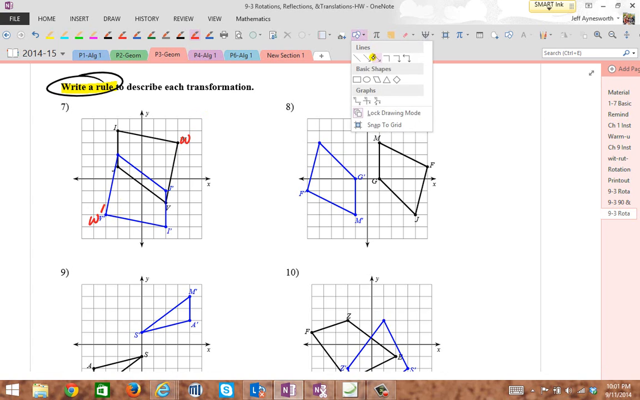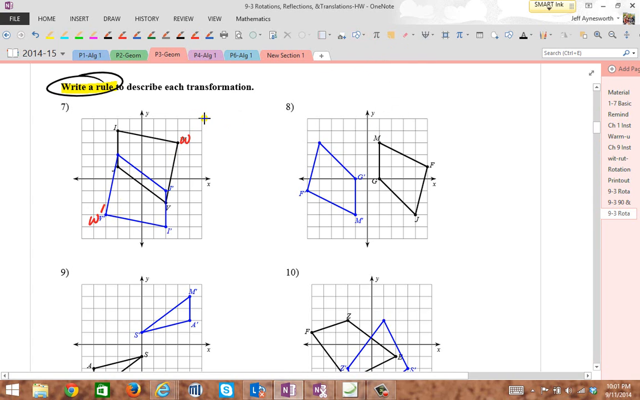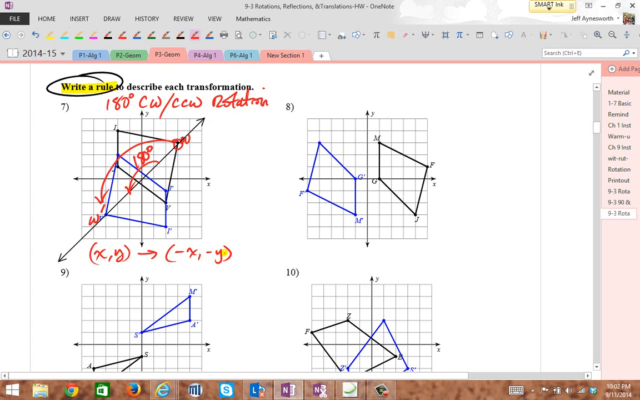Now watch something here. Look at this. I'm going to draw a line going through these 2 points, okay? Now, notice that it goes through the origin. This right here is a 180-degree rotation, either clockwise or counterclockwise, from W all the way to W prime. So this is 180 degrees clockwise, or you can say counterclockwise rotation. And as you know from the lesson, the rule looks like this. x, y gets rotated or transformed to opposite of x, opposite of y. Okay?